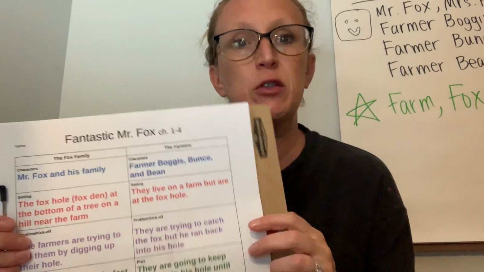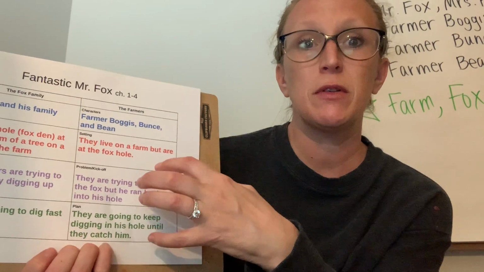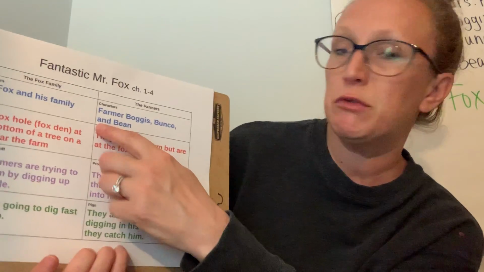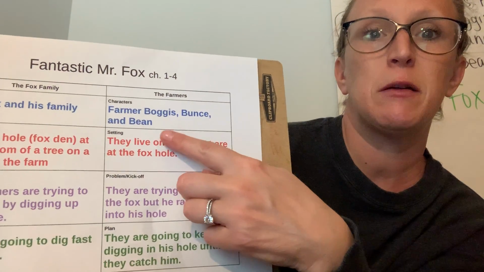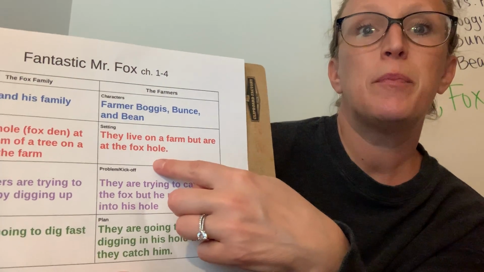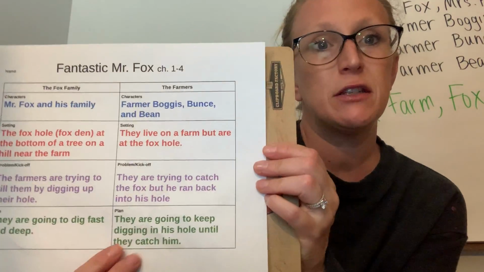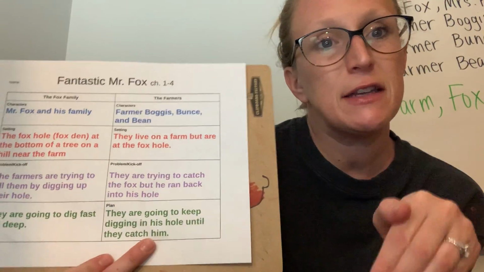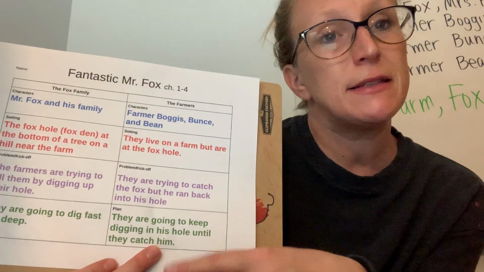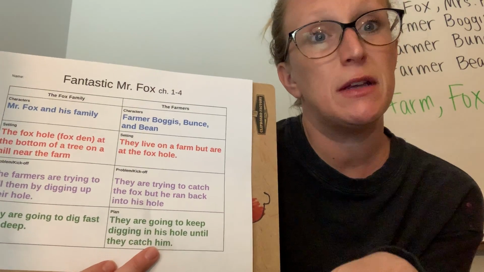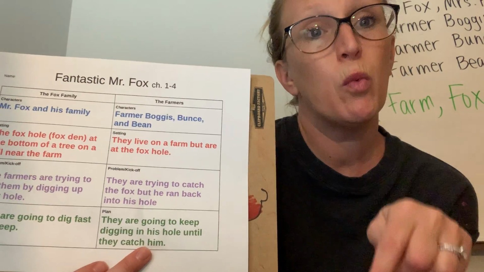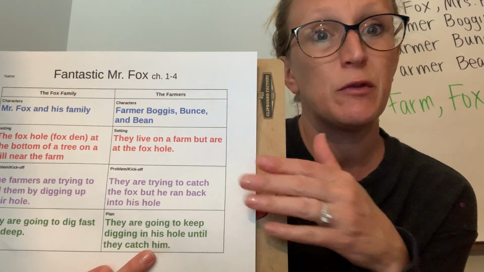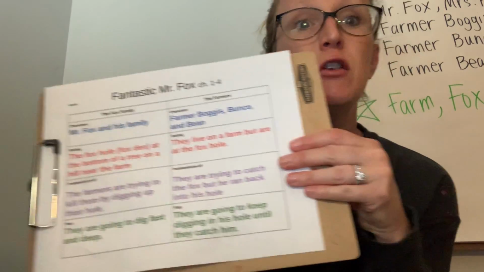Now remember, there's a whole other perspective of characters in this story so far, and that's the farmers, right? They have a problem too. And the three farmers, let's just review their names, are Farmer Bogus, Farmer Bunce, and Farmer Bean. Okay, and they live on the farm, but are at the foxhole, right? That's where this part of the story is taking place in chapter 4. And what they're trying to do, their problem is they're trying to catch this fox, but he ran back into his hole and they can't get him. That's their problem. So what do they decide to do? What's their plan? They decide to keep digging. They said, that fox is probably in there and maybe he has a family. We're going to dig down into this hole and we're going to get him, right? That's what the farmers were saying. So we have two different groups of characters, two different problems, and two different plans, right? We're going to see coming up how that worked out.